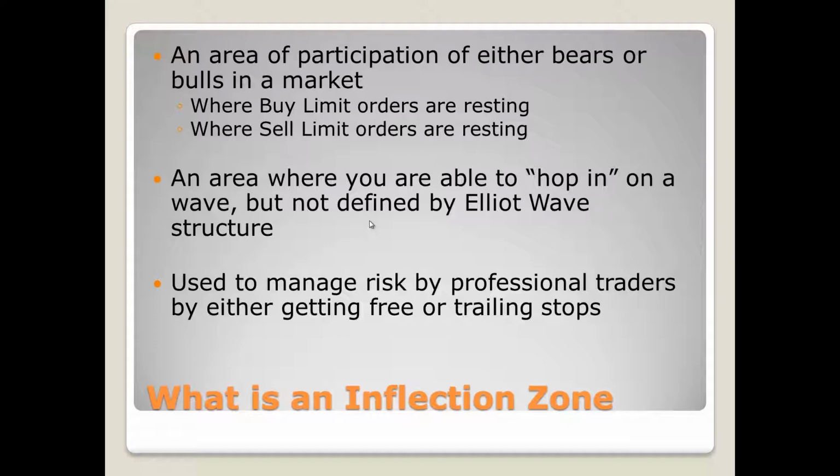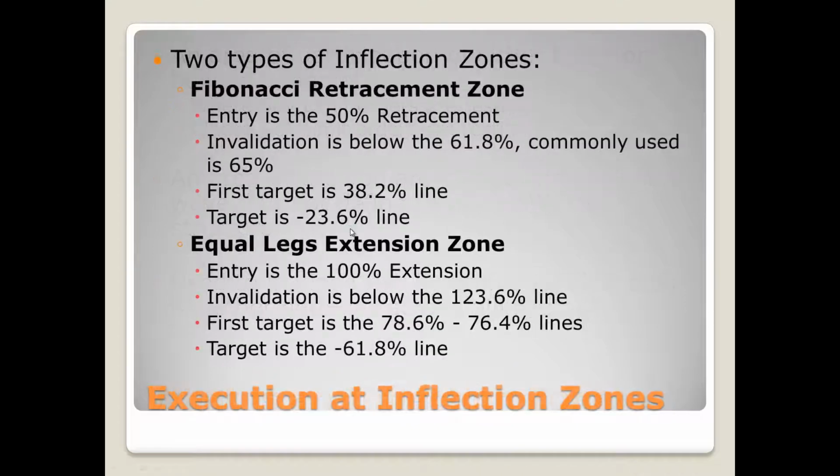The idea is that it's an inflection zone. It's an area where there's a statistical probability of the market to move in a particular direction from. Thus, you can use that particular price movement to actually execute trades in order to manage your risk, and we'll show you how to do that.